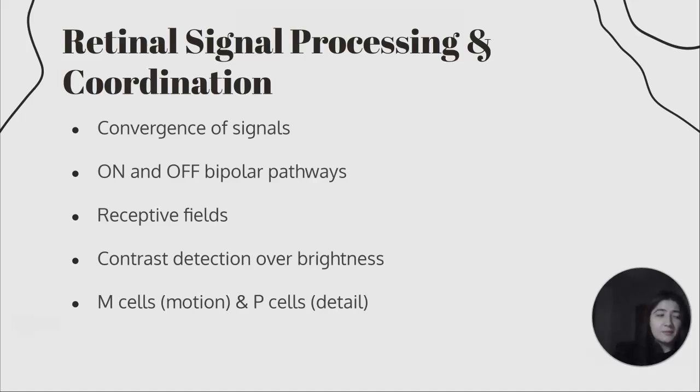Then we have, I believe they're called, magnocellular ganglion cells. These detect motion, while parvocellular cells detect fine detail and form. This division of labor highlights the retina's role in coordinating complex visual information before it reaches the brain.